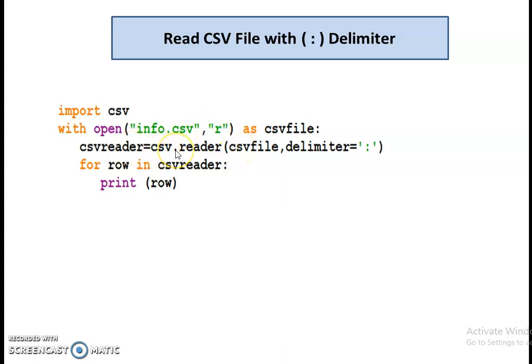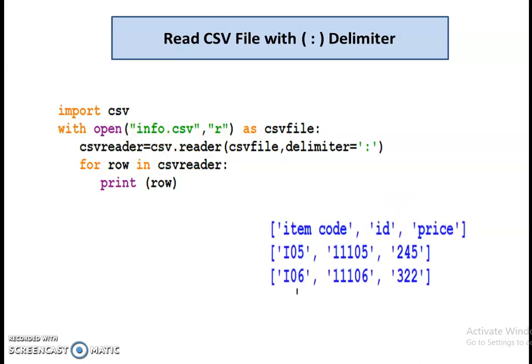Here you can see we are providing two parameters to it. First the file object, and next we need to specify the delimiter. So in this info.csv file, the delimiter is colon. So we are writing delimiter equals colon, right? And using a for loop, we are extracting each row of this info.csv file. When we run this code, it will print all the records of the info.csv file, right? Hope this output is clear.